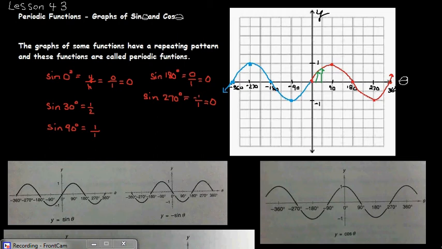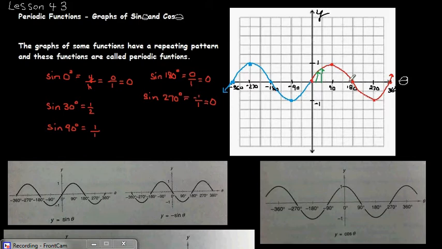We're going to start with lesson 43, periodic functions and graphs of sine and cosine functions. Now, we've graphed some other functions before. We know how to graph the linear function, a quadratic function, and exponential function. So this is the first time we're going to graph a trigonometric function. Now you can see the graph over here.